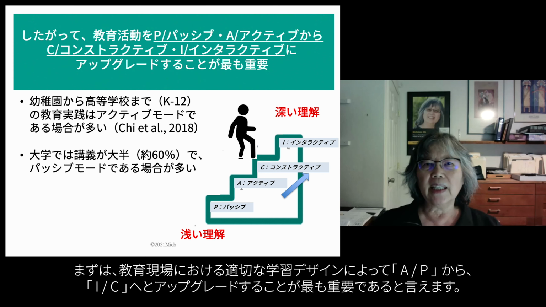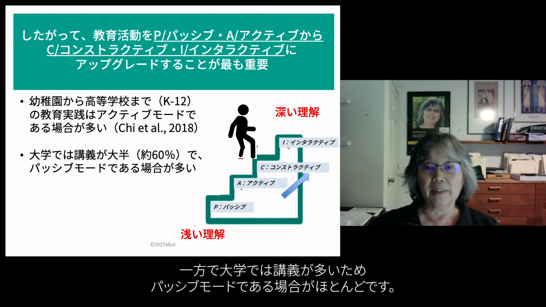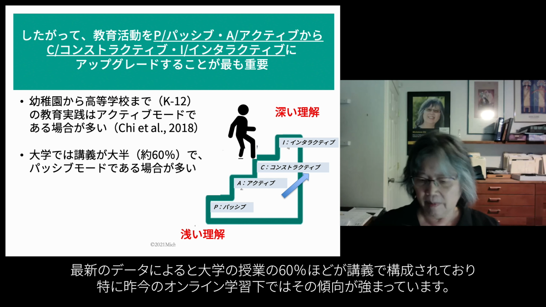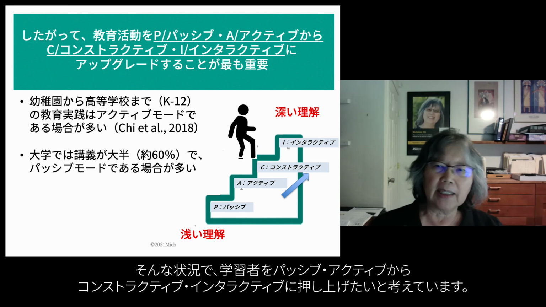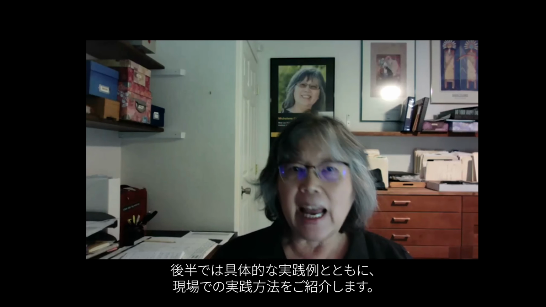So what this means is that it's most important to upgrade, in practice, an instructional activity from passive or active to constructive or interactive. Active activities are more prevalent in K-12 classrooms than constructive activities. And passive activities are more prevalent in college classrooms because of the prevalence of lectures. The latest index I got was about 60%, especially now with online learning. I think there's a lot of lecturing. So what we really want to do is move students from active to constructive. Okay, now I'm going to go into application.